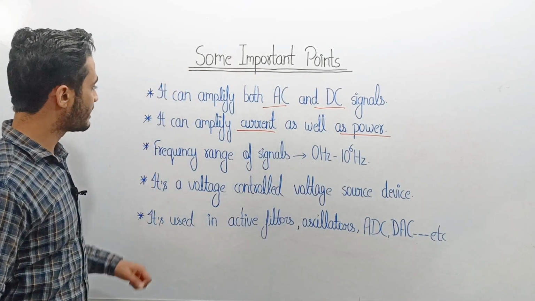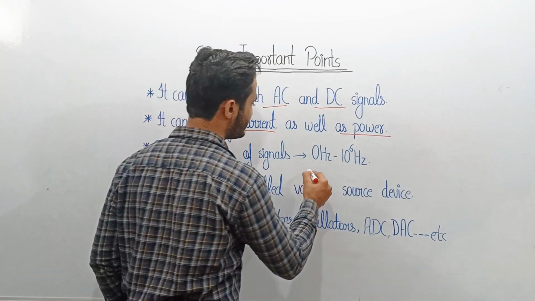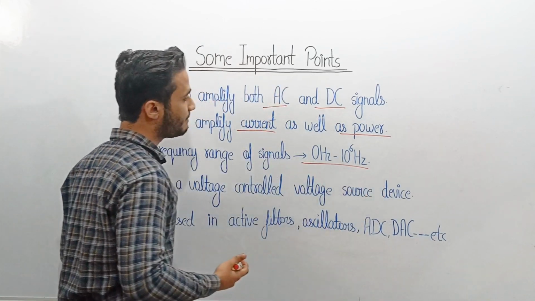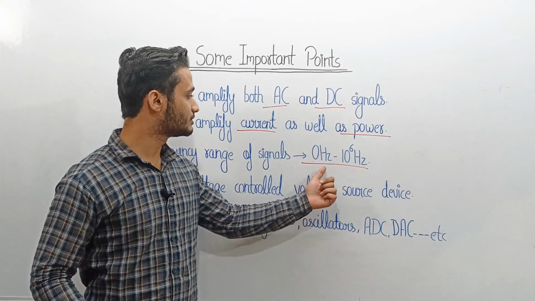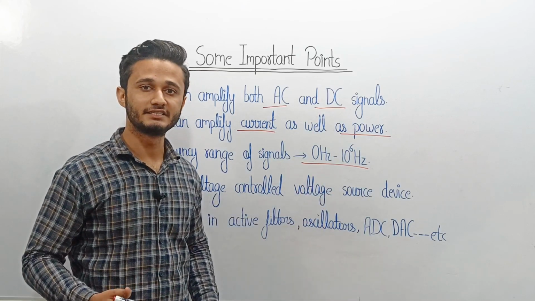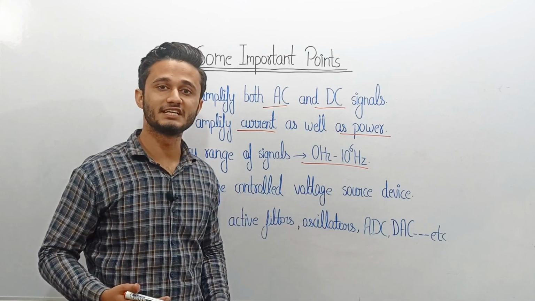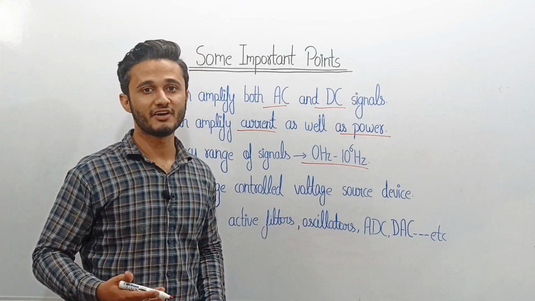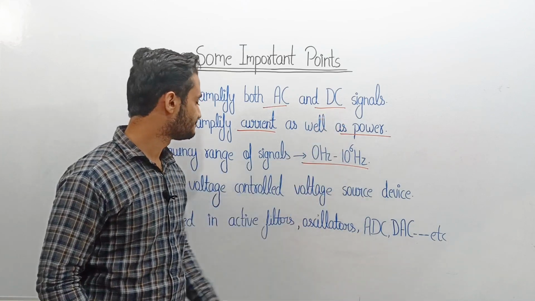The third point talks about the frequency range of signals. Any signal whose frequency lies in this range can be amplified using operational amplifier. The range is 0 Hz to 10 raised to power 6 Hz. 0 Hz means DC signal. DC signals have 0 frequency. So this range also includes DC signals. It means operational amplifier can also amplify DC signals, as I have told you in the first point.